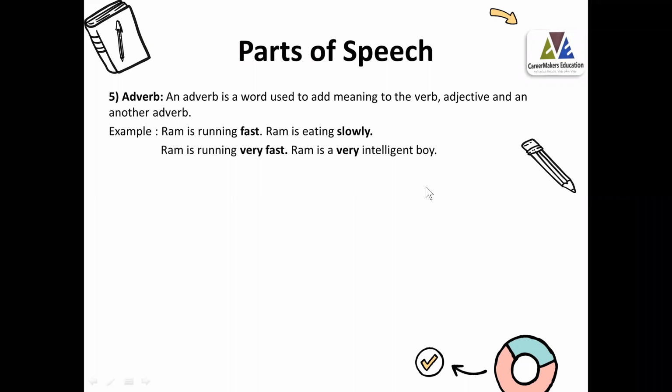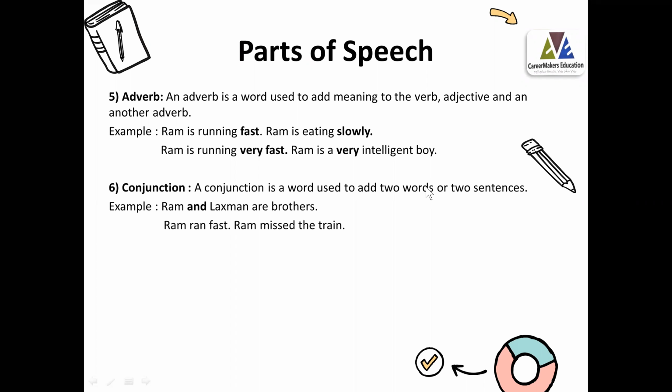Then the fifth part of speech is conjunction. Conjunction is a word used to add two words or two sentences. So it has two definitions. Number one, it joins two words. For example, Ram and Lakshman are brothers. There are two words, Ram and Lakshman. These words are joined by the word and, hence and is a conjunction.